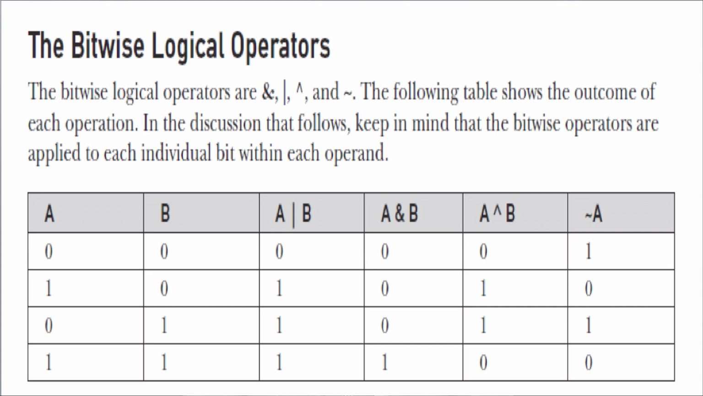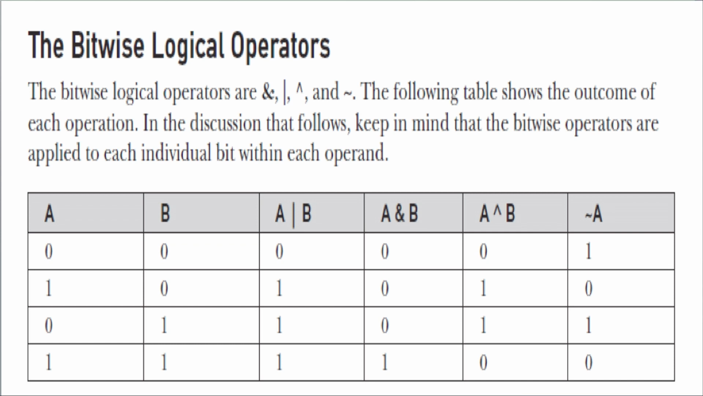Now see the relational operator. We have different categories of operators. In the first slide I gave you the different categories, like arithmetic operator, unary operator, shift operator, relational operator, bitwise operator, logical operator, ternary operator, and assignment operator.